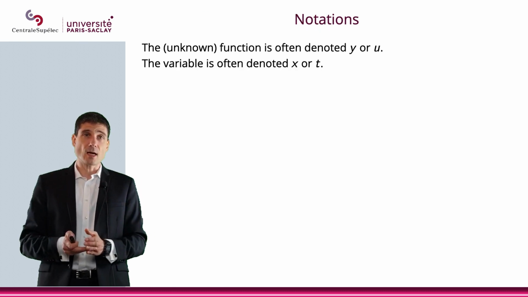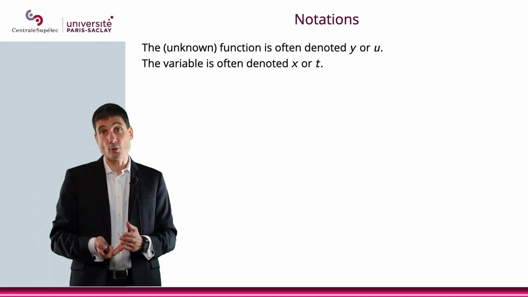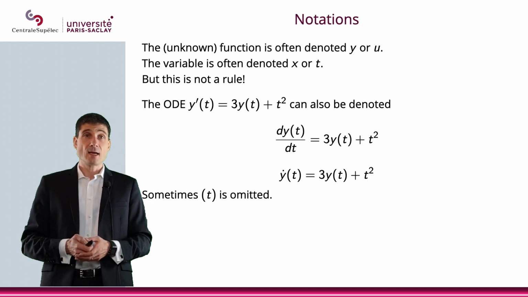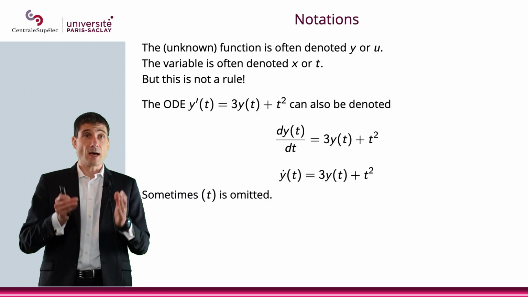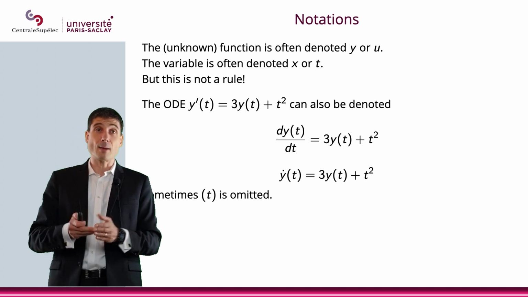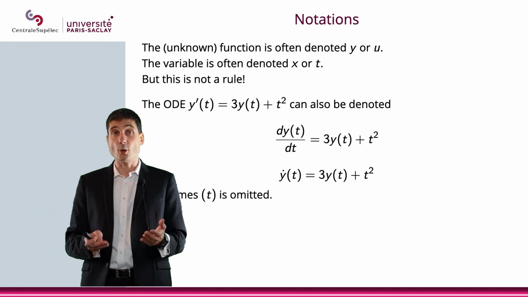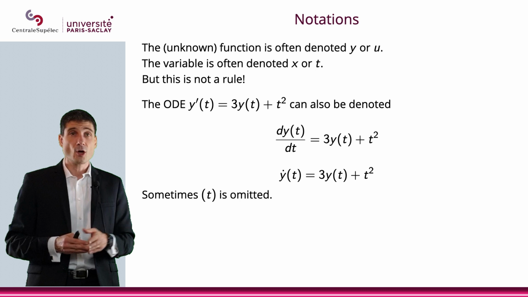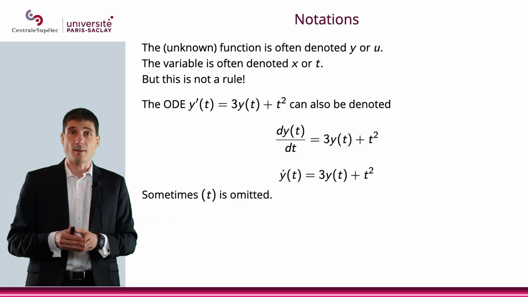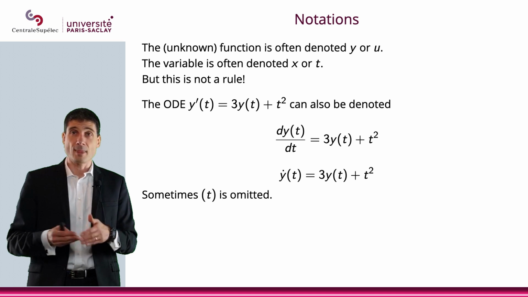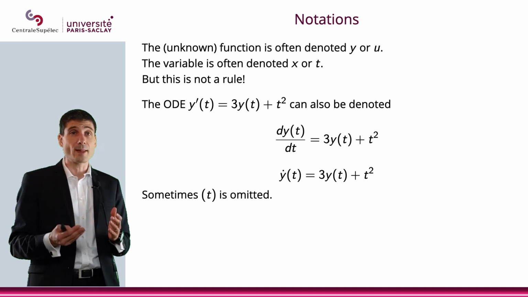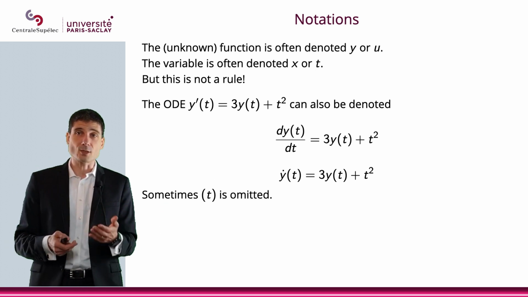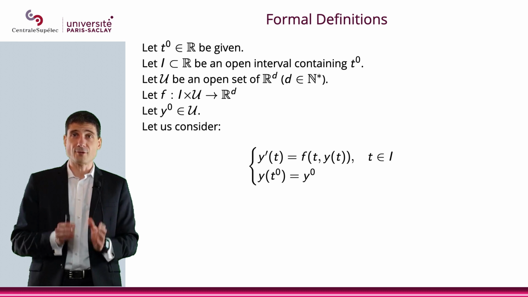In terms of notations, the unknown function is often denoted y or u. The variable is often denoted x or t. This is not a rule, but that's kind of a custom. And the ODE, y prime equals 3y of t plus t squared, can be denoted with d over dt. That's another possible notation, or with a dot to say it's the time derivative. And sometimes, we will actually drop the t and just say y prime equals 3y plus t squared.